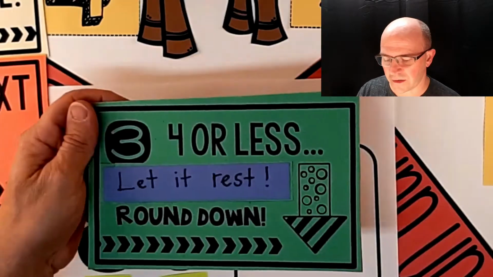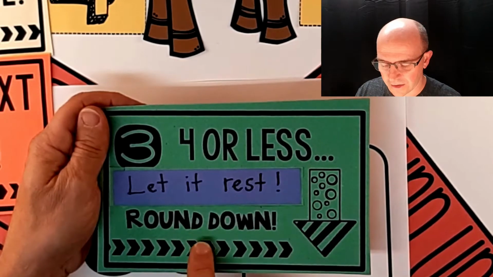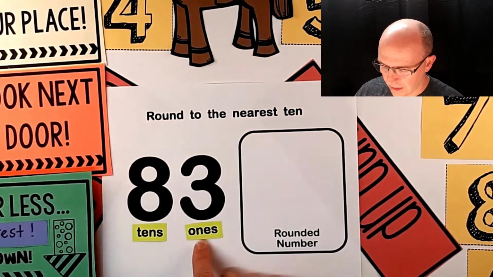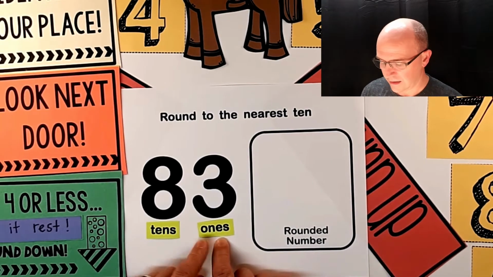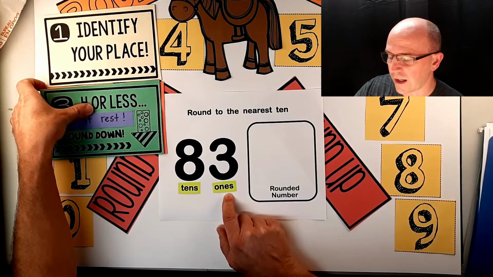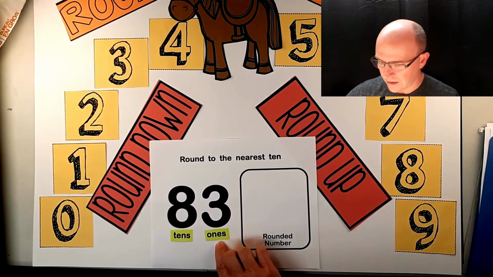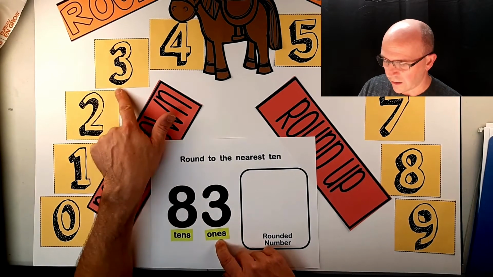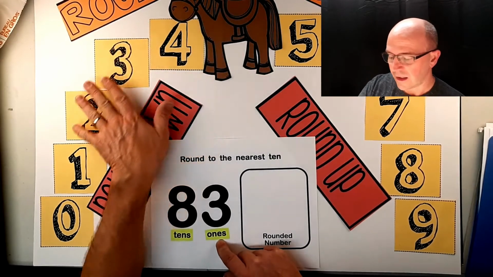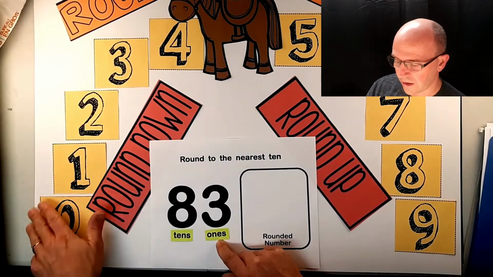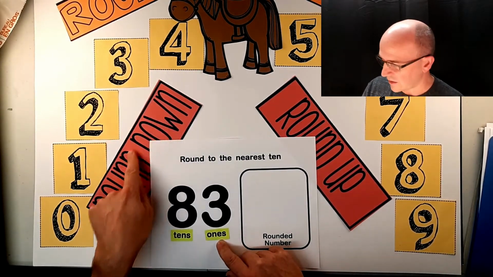The third step says, is it 4 or less? Let it rest. Round down. So I'm looking at the ones digit. Is it 4 or less? I think so. And another cool thing is, I can also find my digit on our Round the Mountain poster. And it is not past the peak of the mountain. In fact, it's over here. So it is 4 or less. That means that I need to round down.